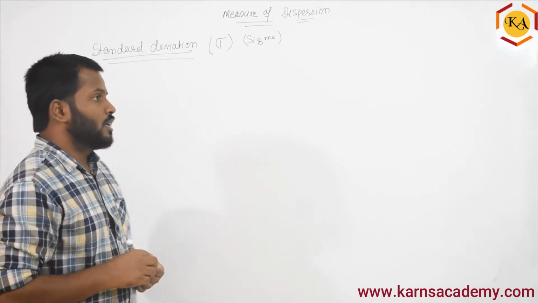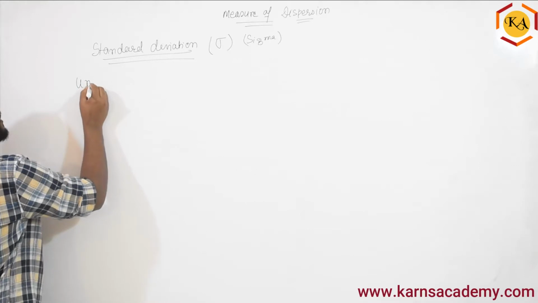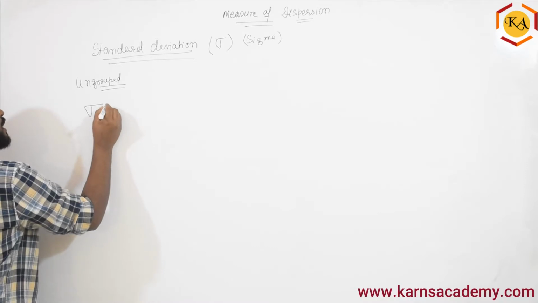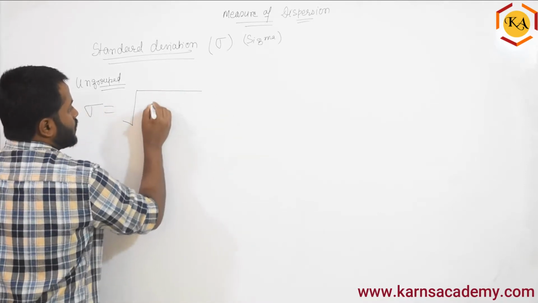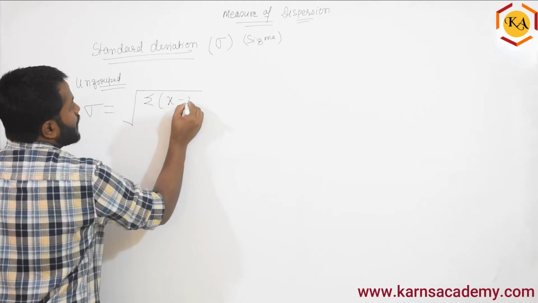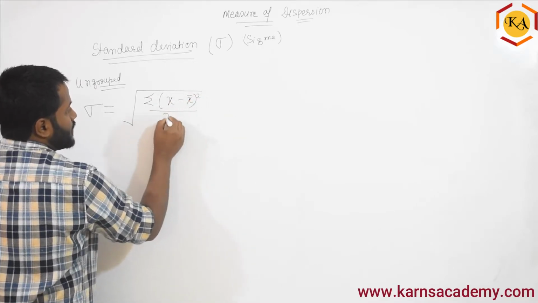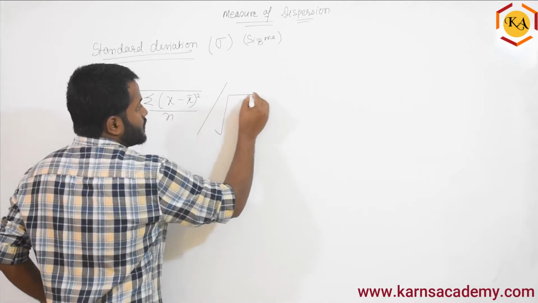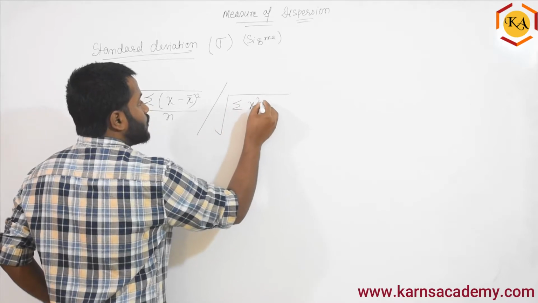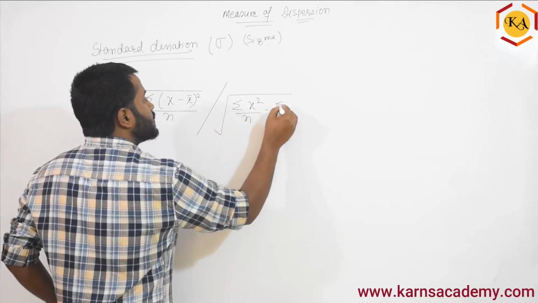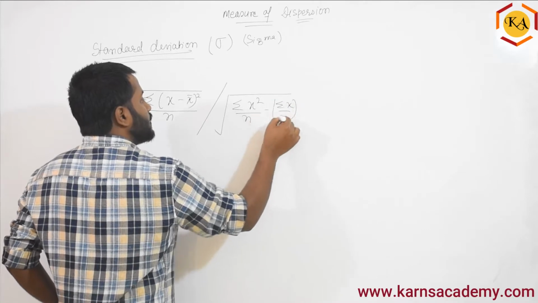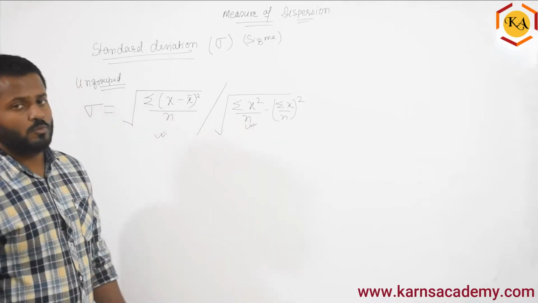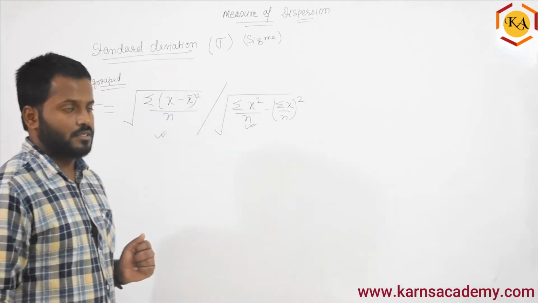Now let's talk about the formula. For ungrouped data, the standard deviation, sigma, is the square root of summation (x minus x bar) whole square divided by n. This formula can also be written as the square root of summation x square by n minus (summation x by n) the whole square. Either you can use this or this formula. Both are the same, and you will get the same answer.